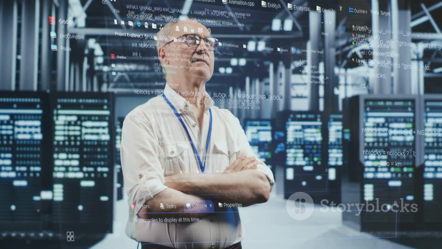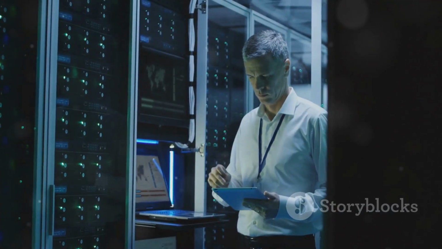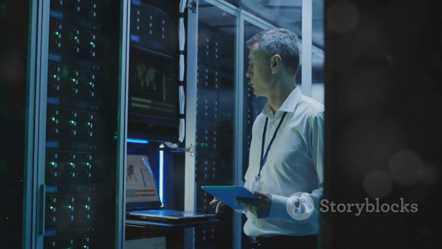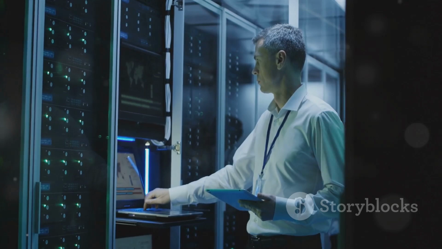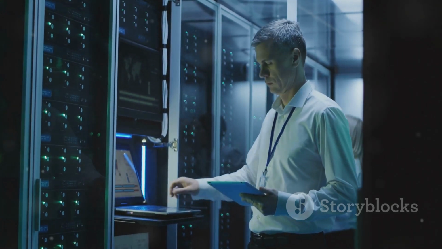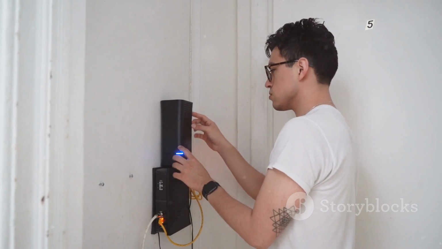Question 24. What is virtualization and what are its benefits? A. Virtualization allows multiple virtual machines to run on a single physical machine, optimizing resource usage, improving scalability, and simplifying disaster recovery. Question 25. How do you secure a wireless network?